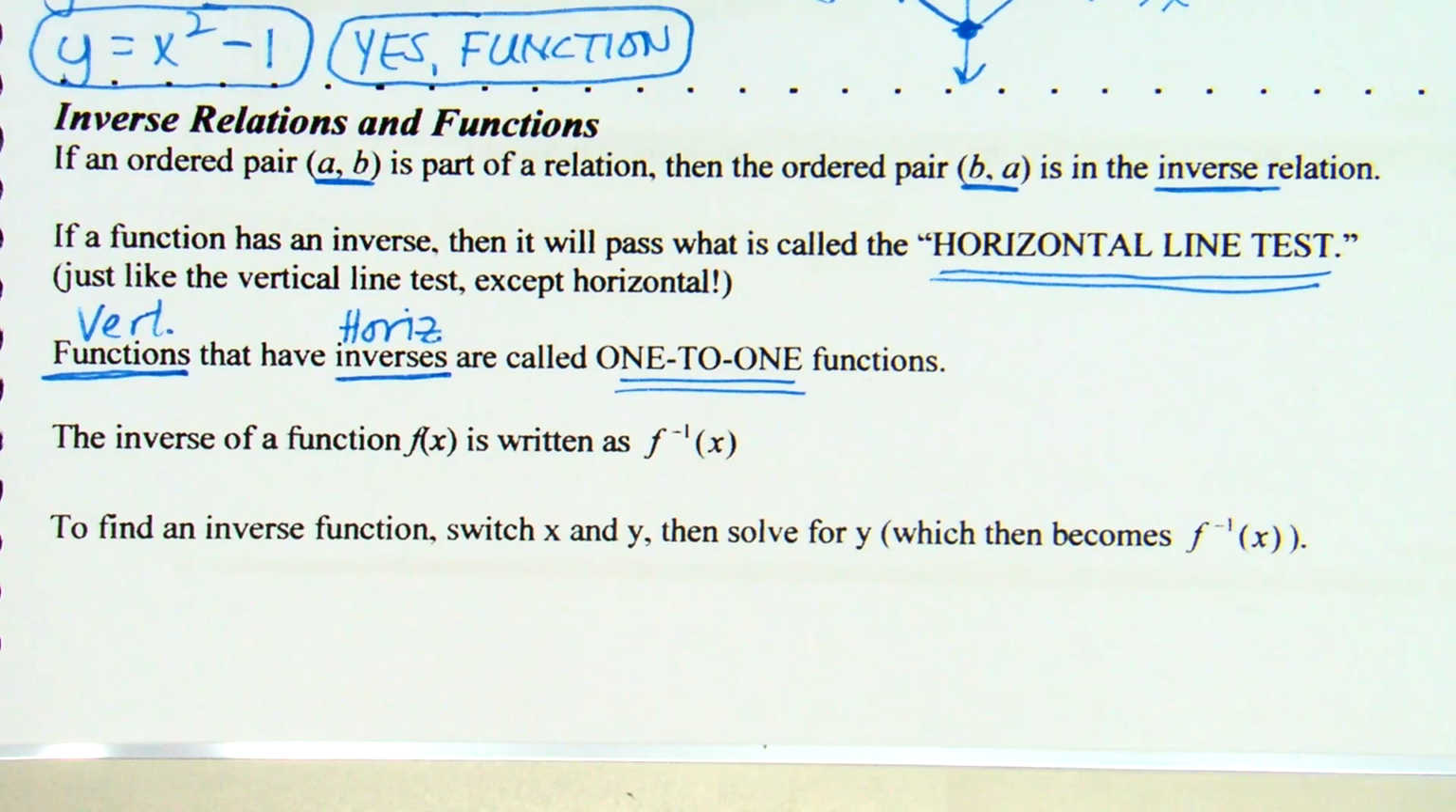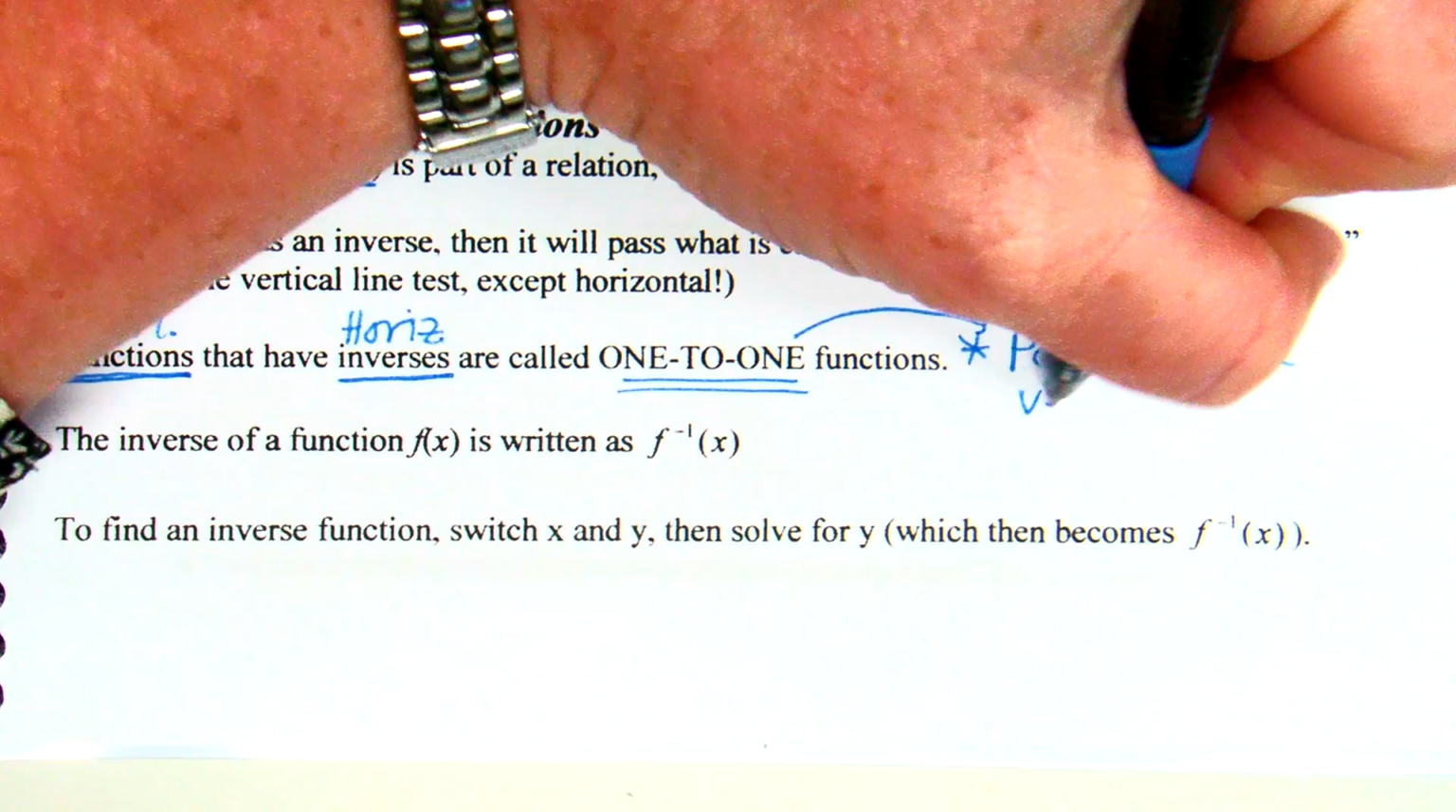So I'm going to write that in right here. If it's one-to-one, it passes both the vertical and horizontal line test. And we will talk about that in some examples on the other side.